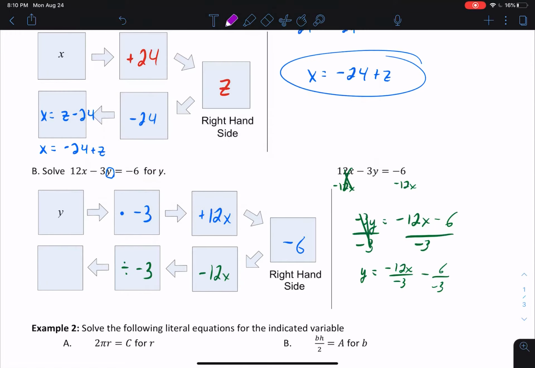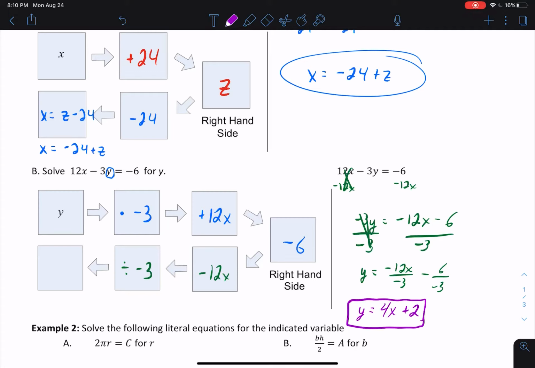So you see -12 divided by -3. Well, I can simplify that. That becomes 4. So that's going to be 4x. And then we've got -6 divided by -3. So -6 divided by -3, that's going to equal +2. So y is going to equal 4x plus 2.